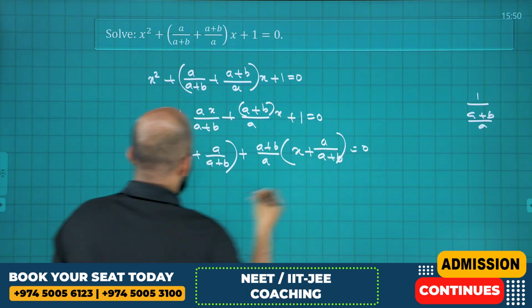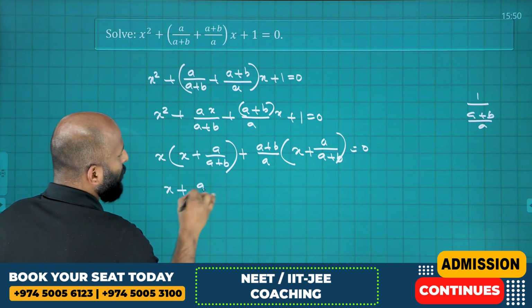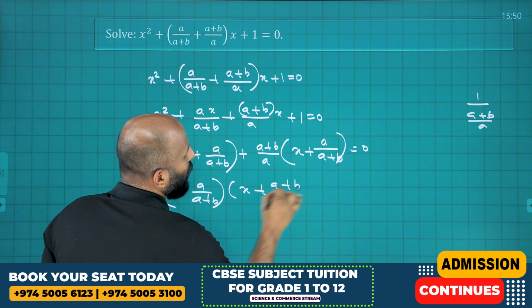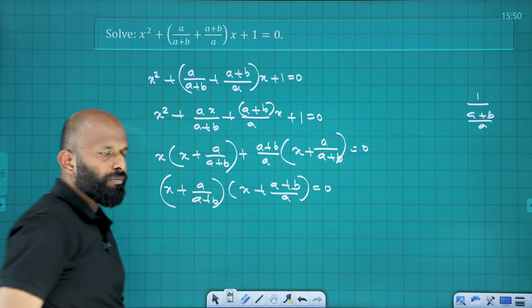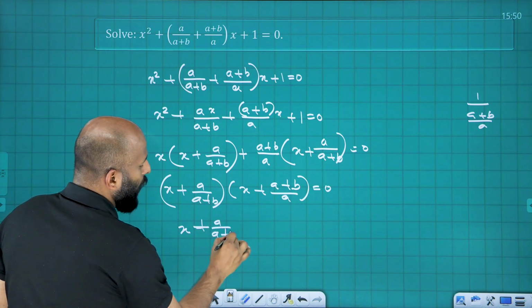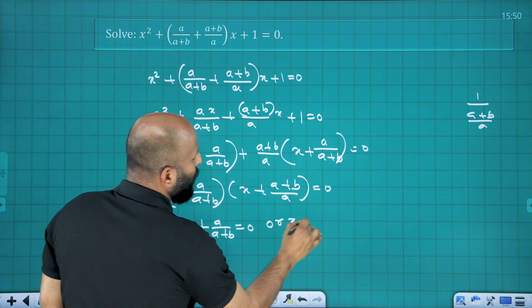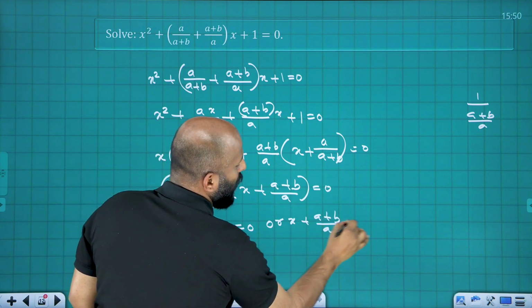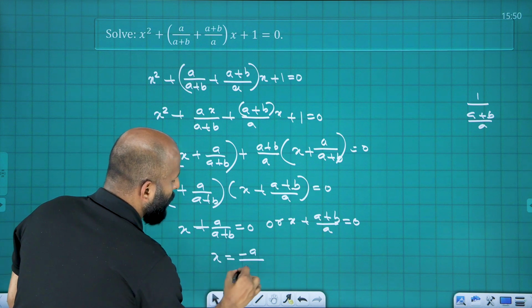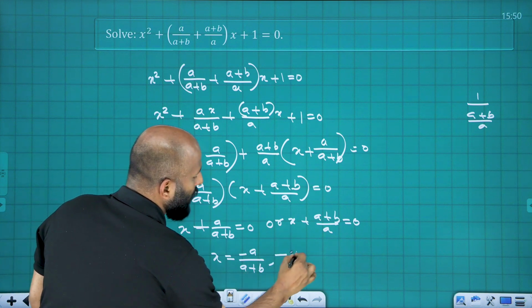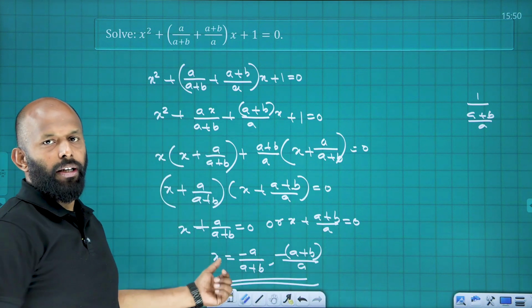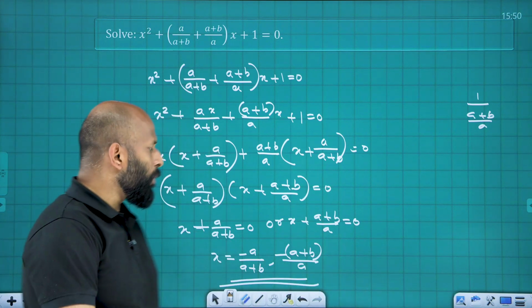That is equal to 0. Then x + a/(a+b) we can take common out. Then (x + 1)... that is, (x + a/(a+b))(x + (a+b)/a) = 0. Therefore x + a/(a+b) = 0, or x + (a+b)/a = 0. Now what is the final answer? x = -a/(a+b), and x = -(a+b)/a. These are the answers for this question. Hope all of you understood. Now we can move to the next question.